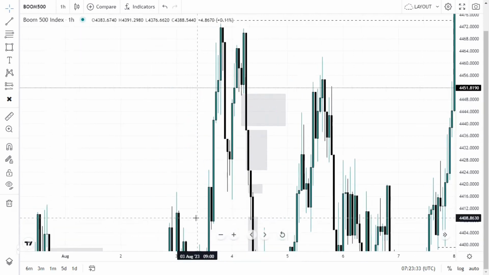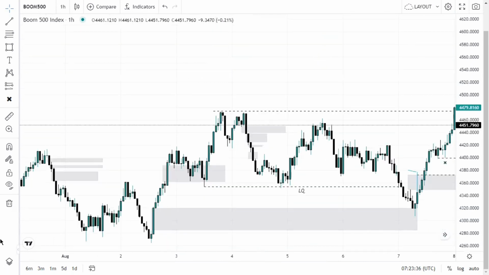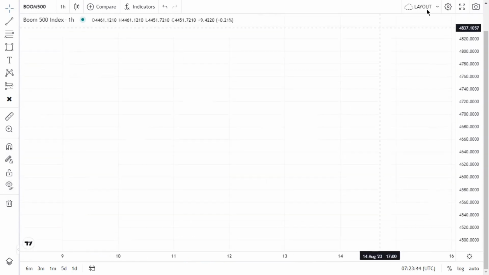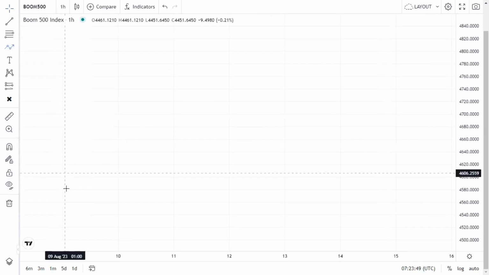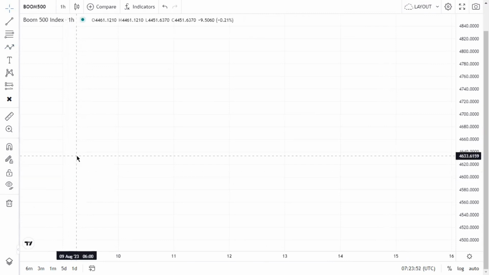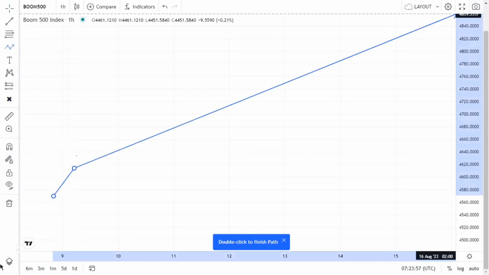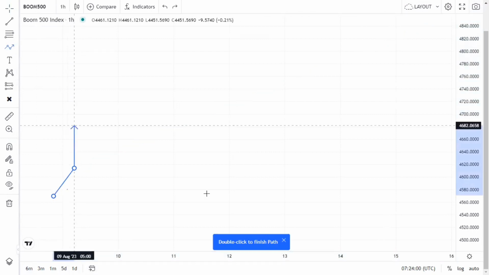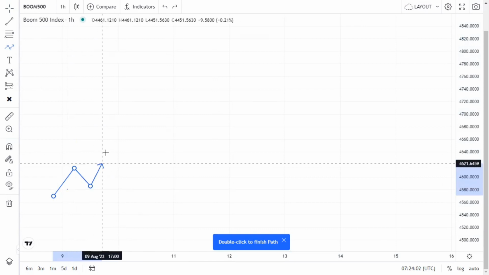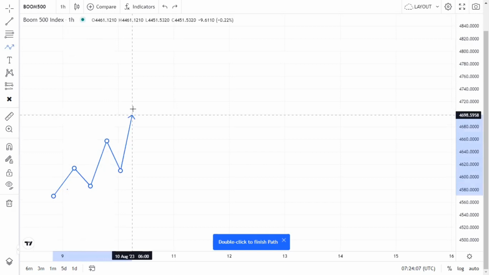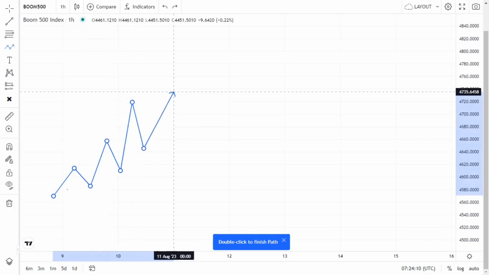So now, when we talk about liquidity, first of all, you must understand that liquidity lies almost everywhere on the chart, all right? Let me give you an instance. Let's say we have a normal uptrend structure that goes this way: low, high, higher low, higher high, higher low, higher high, higher low, higher high.